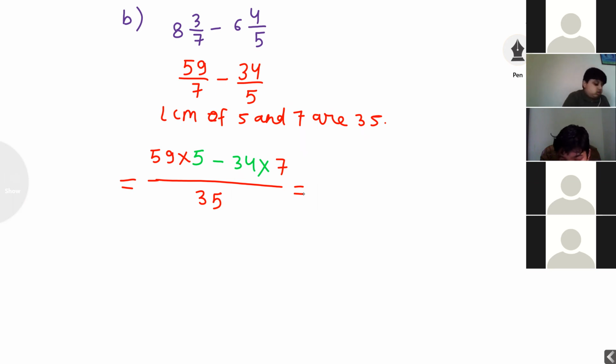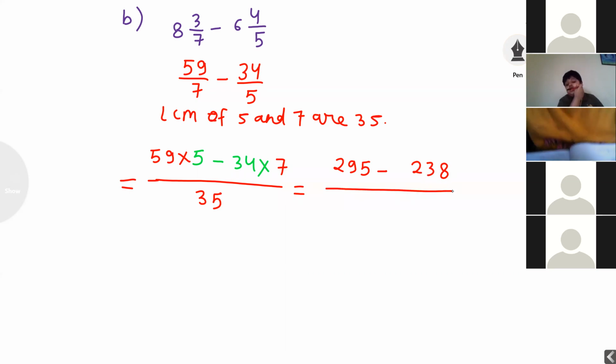Now we want to do multiplication. 5 9s are 45, 5 4 keep in mind. 5 5s are 25, 25 plus 4 is 29. Minus, again 7 4s are 28, 8 2 keep in mind. 7 3s are 21, 21 plus 2 is 23, divided by 35.